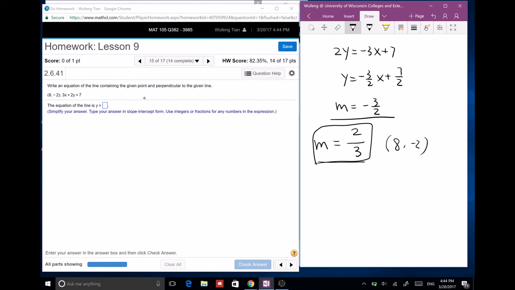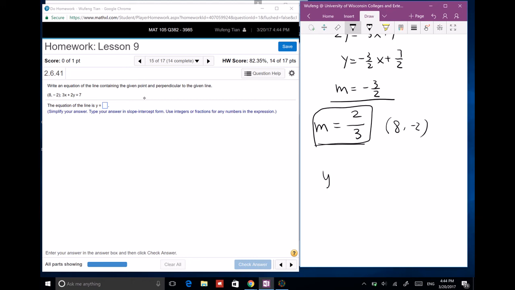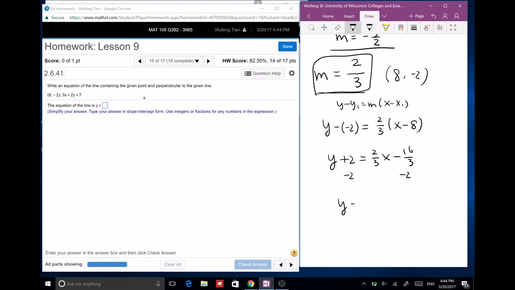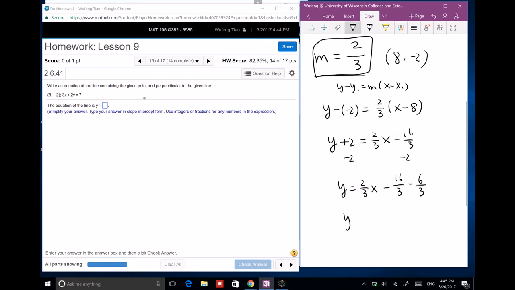Use the point slope formula. y minus -2 equals 2/3 of x minus 8. It's y minus y1 equals m times x minus x1. Now simplify: y plus 2 equals 2/3 x minus 16 over 3. So we subtract 2 from both sides. So y equals 2/3 x minus 16 over 3 minus 6 over 3. If you subtract it, you have to convert that 2 into 6 over 3. So the answer is y equals 2/3 x minus 22 over 3.